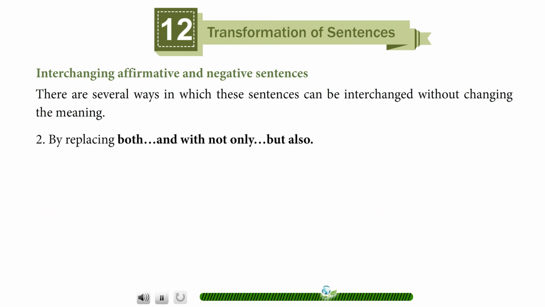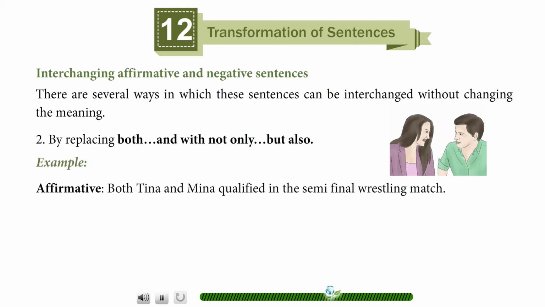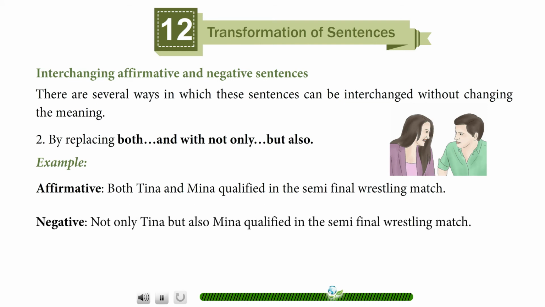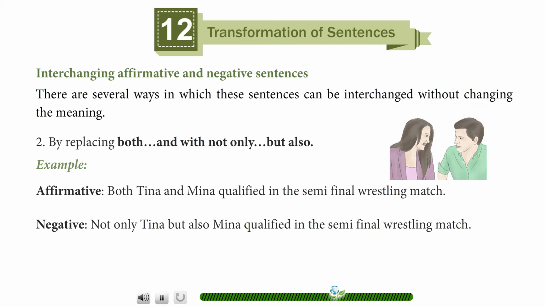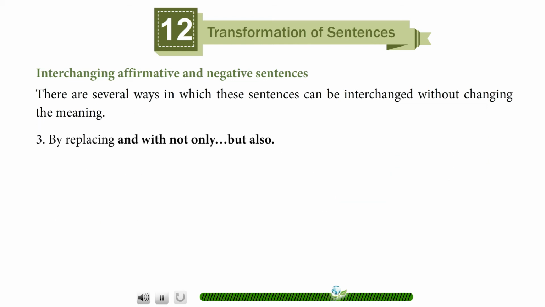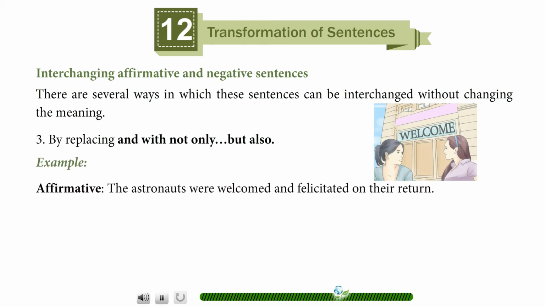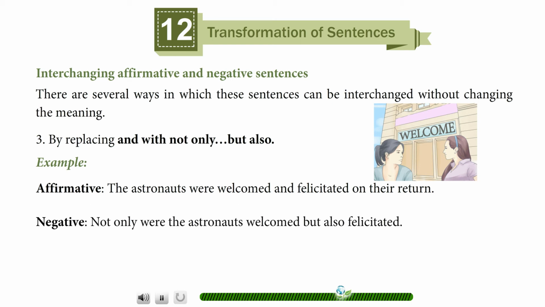2. By replacing both and with not only but also. Example: affirmative, both Tina and Meena qualified in the semi-final wrestling match. Negative, not only Tina but also Meena qualified in the semi-final wrestling match. 3. By replacing and with not only but also. Example: affirmative, the astronauts were welcomed and felicitated on their return. Negative, not only were the astronauts welcomed but also felicitated.